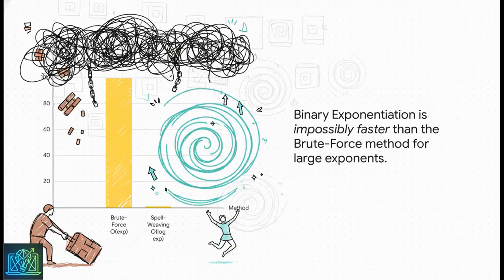Well, this chart pretty much says it all, doesn't it? That super tall bar, that's the brute force method. Its time just shoots up and up with the exponent. But that tiny little bar next to it, that's our spell weaving method.